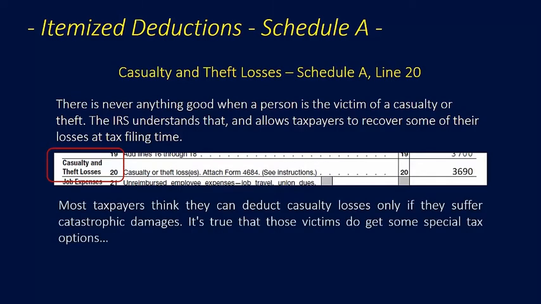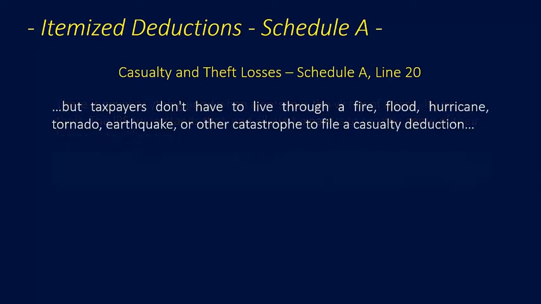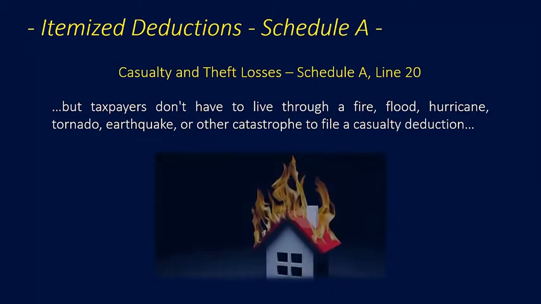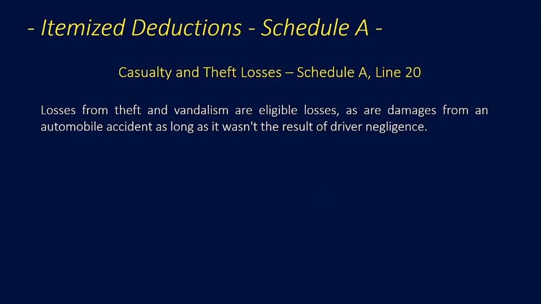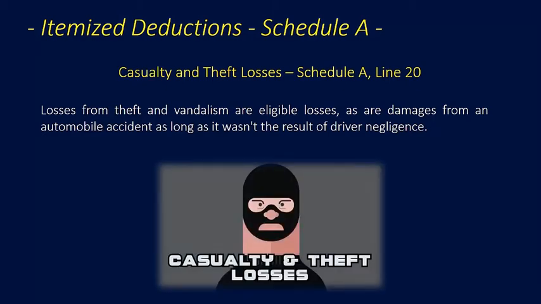Most taxpayers think they can deduct casualty losses only if they suffer catastrophic damages. It's true that those victims do get some special tax options. But taxpayers don't have to live through a fire, a flood, a hurricane, a tornado, earthquake, or other catastrophe to file a casualty deduction. Losses from theft and vandalism are eligible losses, as are damages from an automobile accident, as long as it wasn't the result of driver negligence.